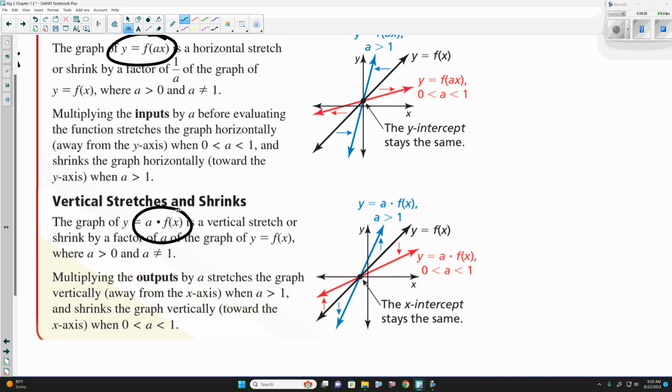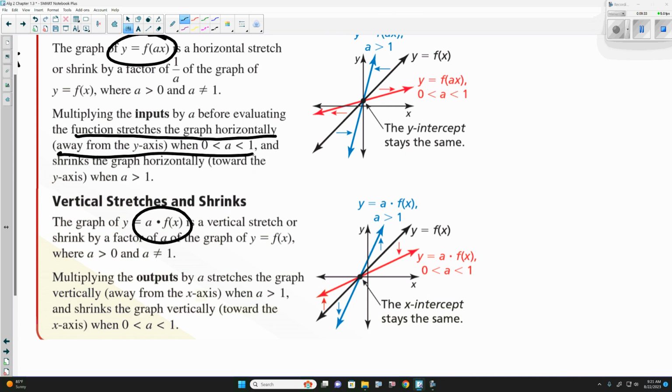Of the graph y equals f of x where a is greater than 0 and not equal to 1. If it's between 0 and 1, the function stretches the graph horizontally away from the y-axis when a is between 0 and 1. It's the opposite of what we think. So if it tells us that we have a horizontal shrink or a horizontal stretch, we have to flip it before we plug it in.